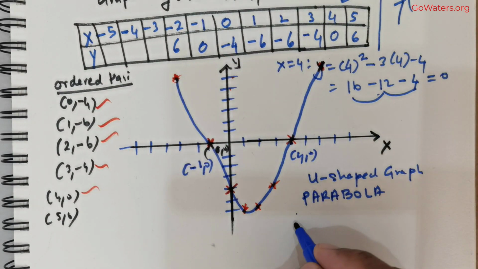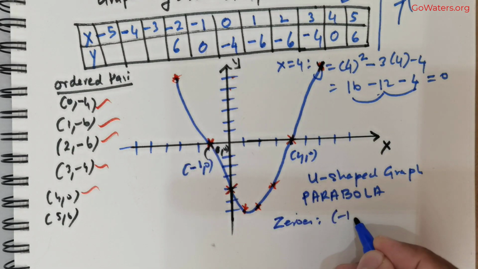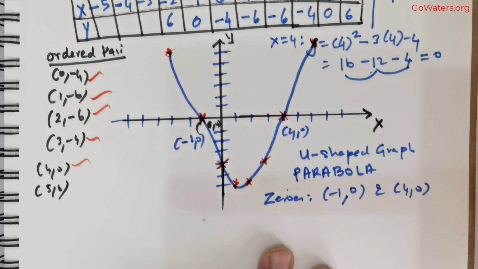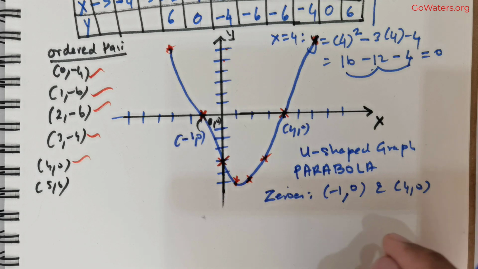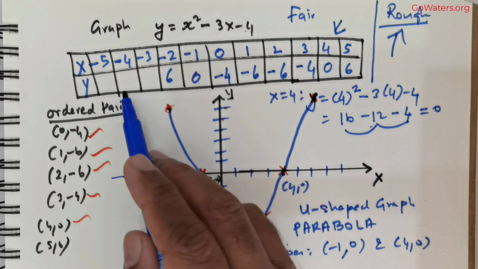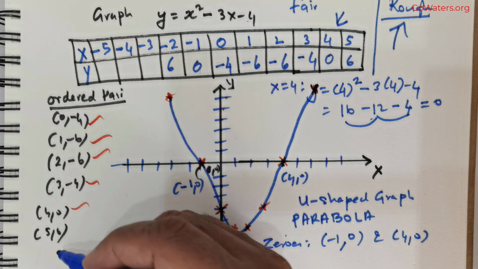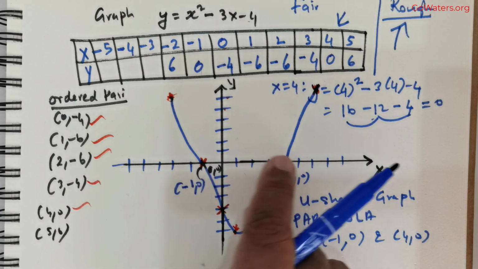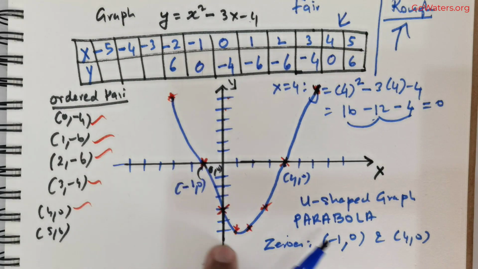Is there anything else? The zeros. What are the zeros? -1, 0 and 4, 0. These are the two zeros seen here. No, we don't need to specify anything else. So the most important thing is to take the points for x, find the points for y, order the elements in this fashion, make the plot, connect the points, and then find where the x-intercepts are, and mention them as the zeros. Of course, this is a U-shaped parabola.